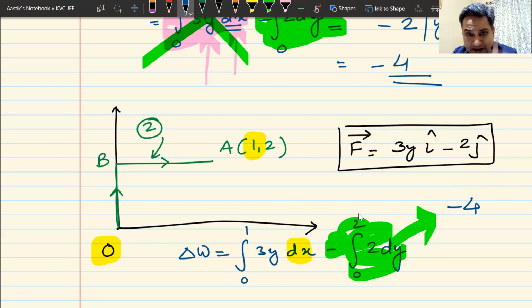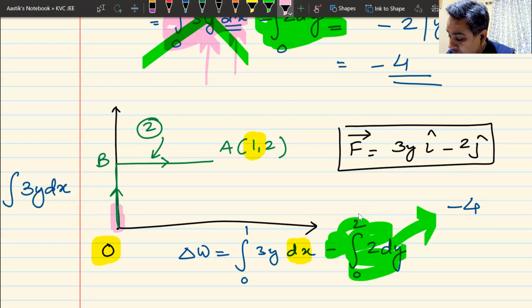Now, the only thing is the path has changed. Now I have to look for the integral in this path. So I'll just write the integral here in big letters. I have to integrate 3y dx. Tell me how did you integrate it now? First, you have to go from O to B. So Vahini and everyone else is going from O to B. Tell me what is the integral from O to B. O to B is the green one. How did you calculate the integral of 3y dx from O to B?